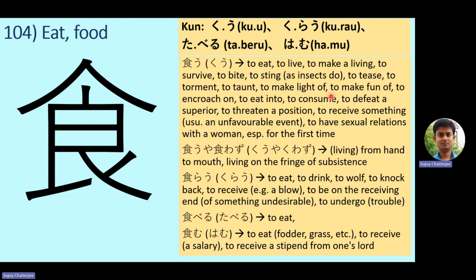So first one is the ku. Ku means to eat, to live, to make a living, to survive, to bite, to sting as insects do, to tease, to torment, to taunt, to make light of, to make fun of, to encroach on, to eat into, to consume, to defeat a superior, to threaten a position, to receive something, usually an unfavorable event. And again, just like the first one, I would say it is also used to represent some vulgar actions, that is to have sexual relations with a woman, especially for the first time.